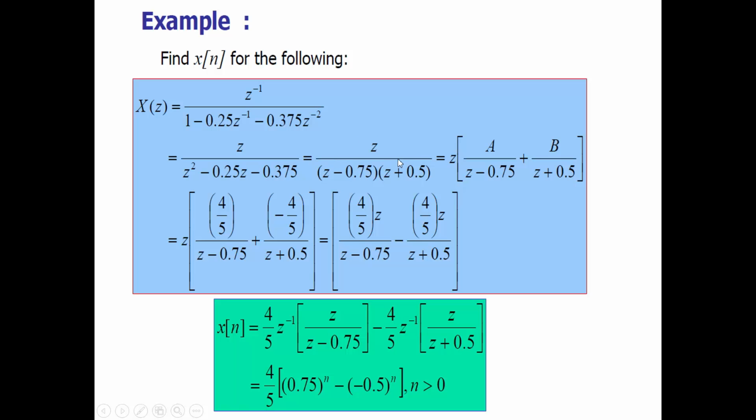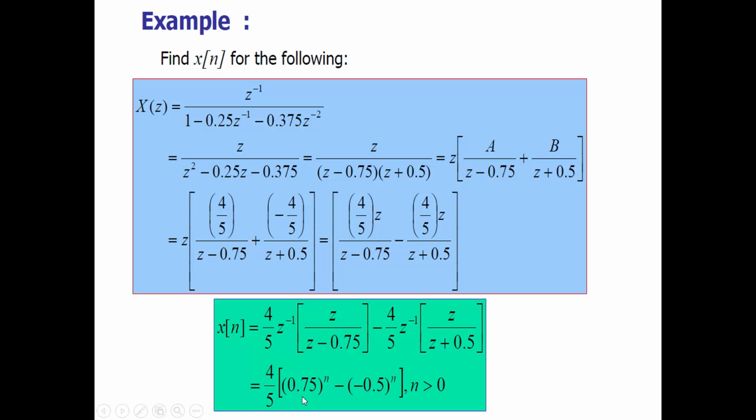Now we can apply the partial fractions here. Once the partial fractions are applied, we can get the values of these two constants. After getting these two constants, we can put this expression in this form, which clearly gives me the discrete sequence back from this expression.